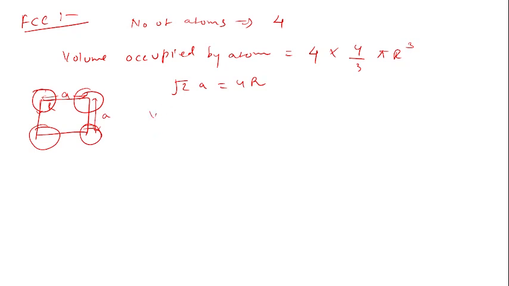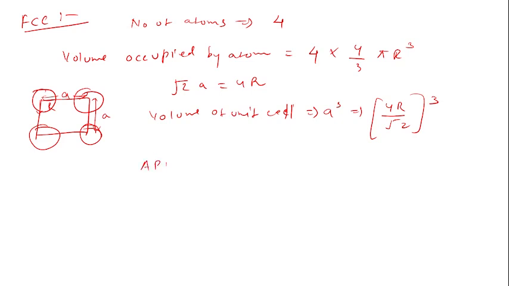Then your volume of the unit cell will be a cube, which will be (4r by root 2) to the power 3. So your APF will be 16 by 3 pi r cube divided by (4r by root 2) whole cube. When you calculate this, it will come as 0.74.